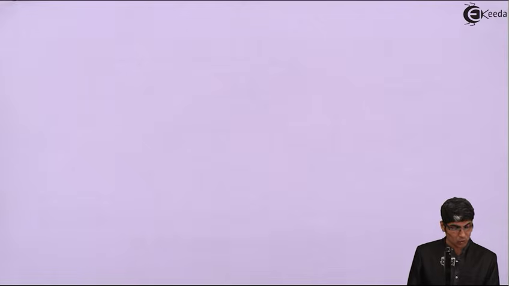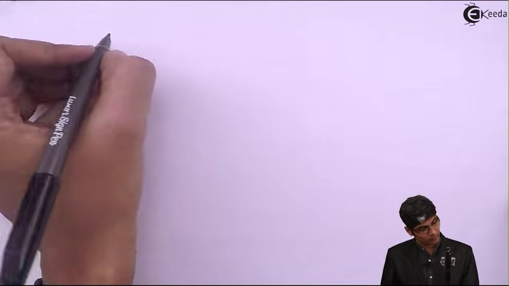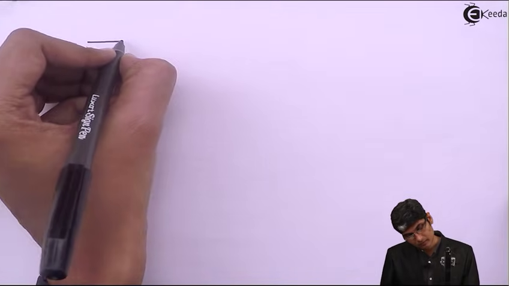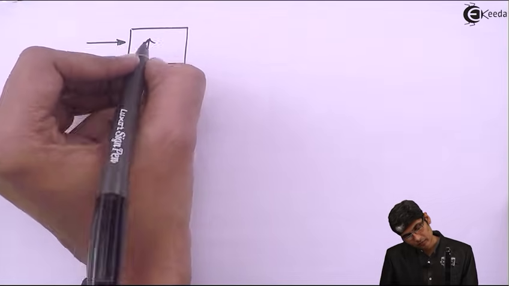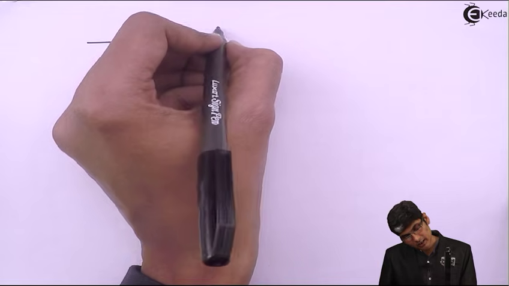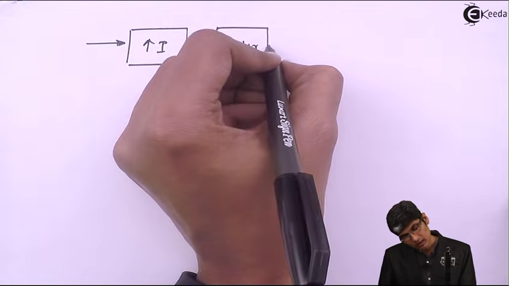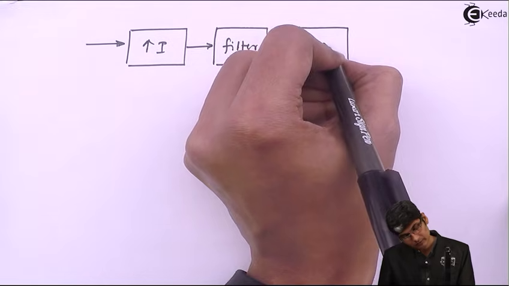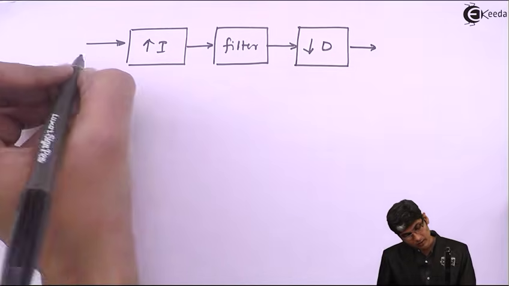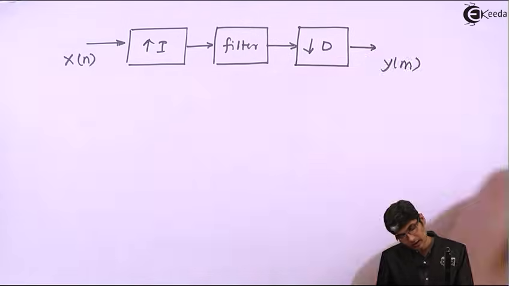Okay, now instead of deriving all the sub points, I will step up directly to the final version, how it will look. So we have, let's say, an upsampler, then we have a filter, and finally we have a downsampler. We are giving input as x of n, we are observing output as y of m.